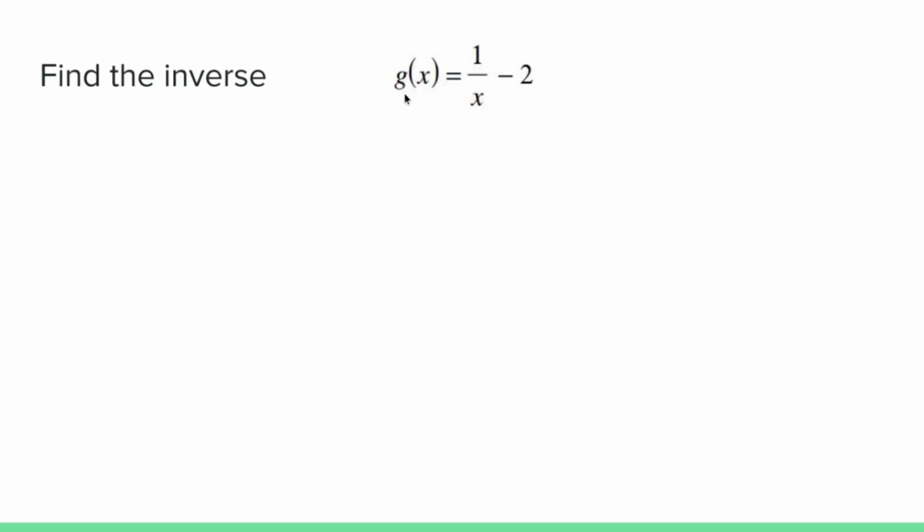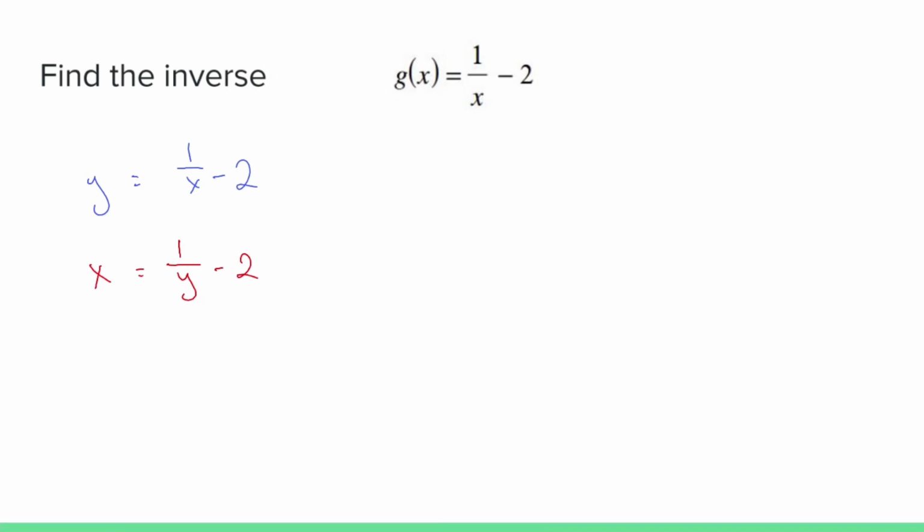Find the inverse of g of x equals 1 over x minus 2. First things first, unlike g of x, let's call it y. y equals 1 over x minus 2. Now the first major step in finding the inverse is swap the x and the y. So x equals 1 over y minus 2.